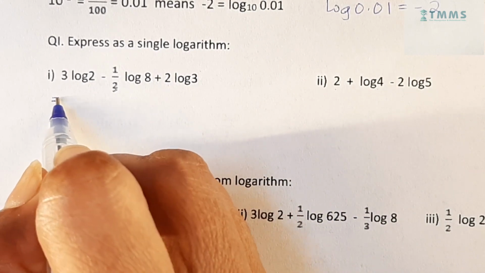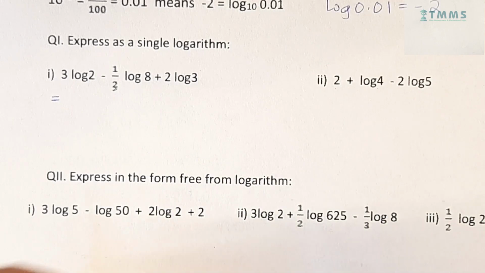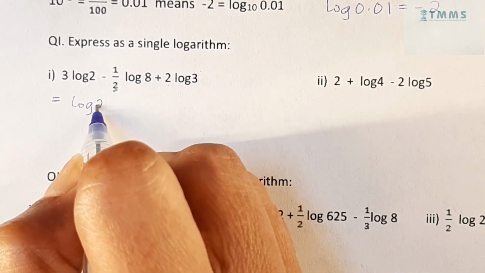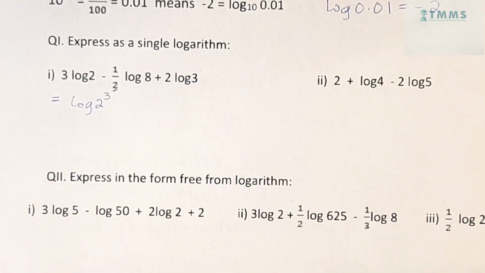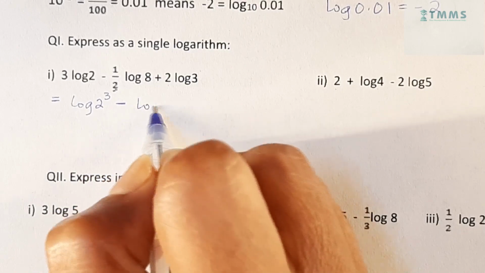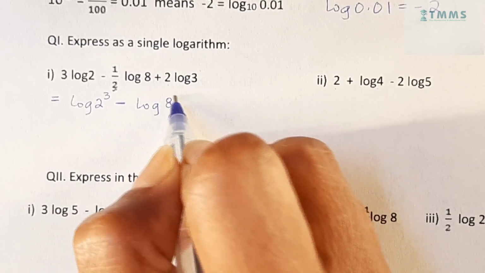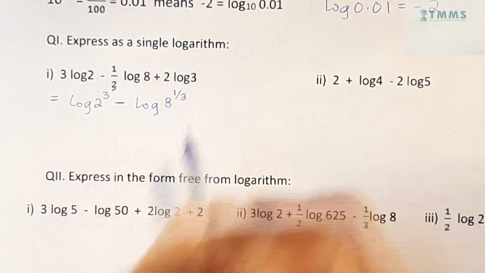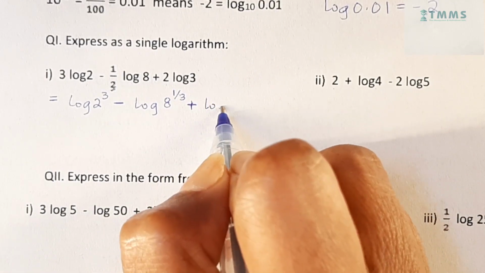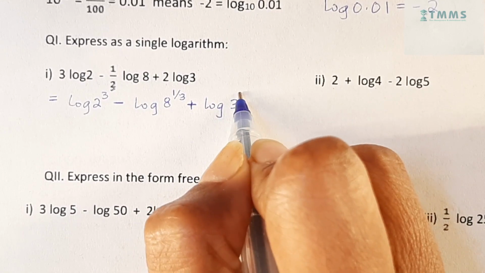Now can you see this is 3 log 2. Now 3 log 2 becomes log 2 raised to 3, minus log 8 raised to 1 upon 3, plus log 3 raised to 2.